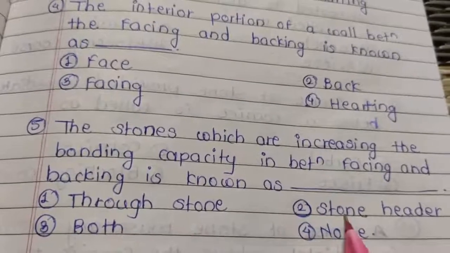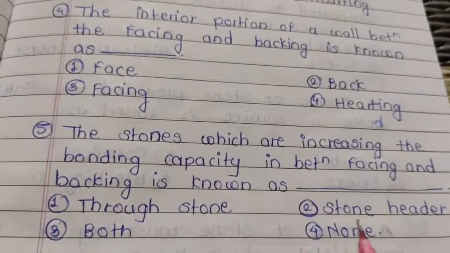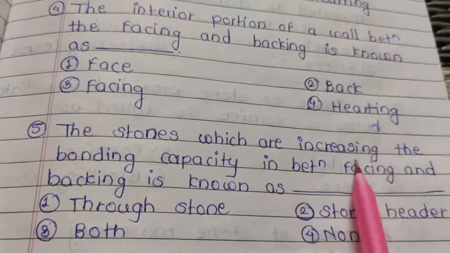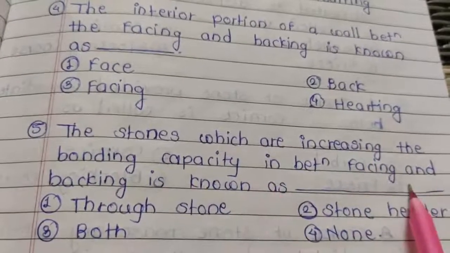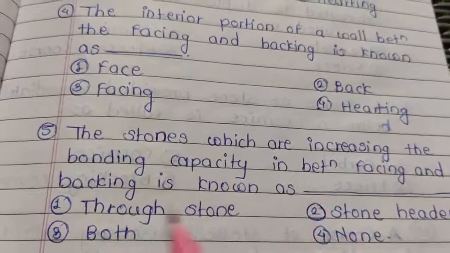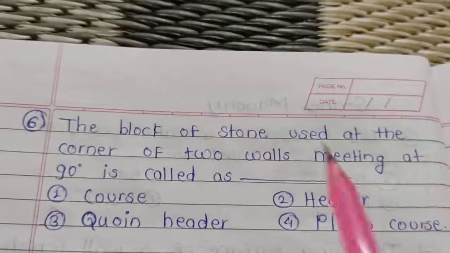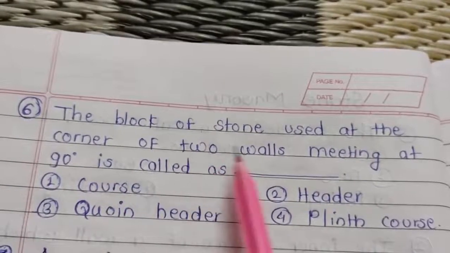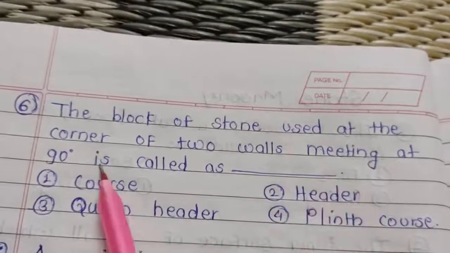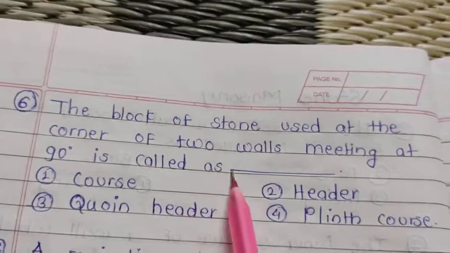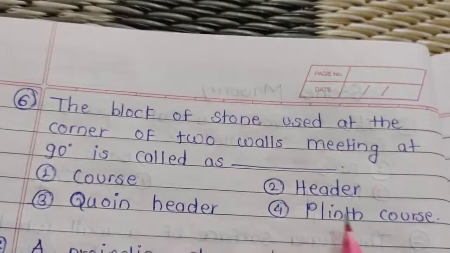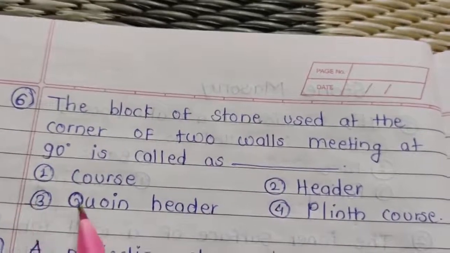Now the stones which are increasing the bonding capacity in between facing and backing is known as, options: through stone, stone header, both, none. Answer is through stone. The stones which are increasing the bonding capacity in between facing and backing is known as a through stone. The block of a stone used at the corner of two walls meeting at 90 degree is called as course, header, queen header, plinth course. The answer is queen header.